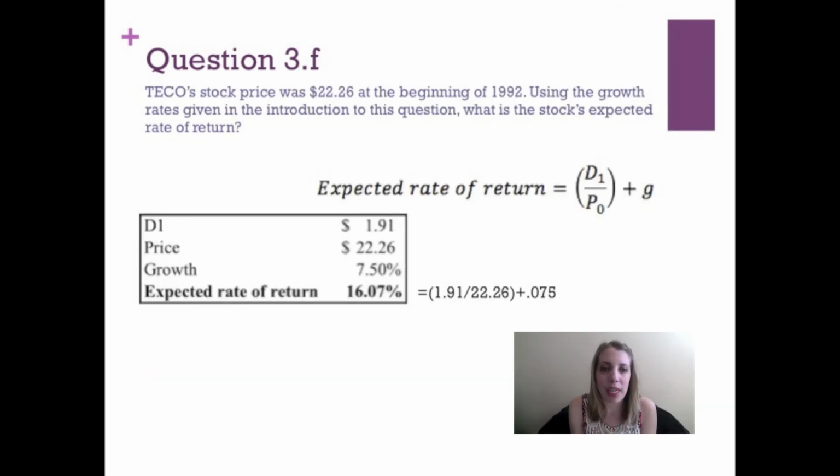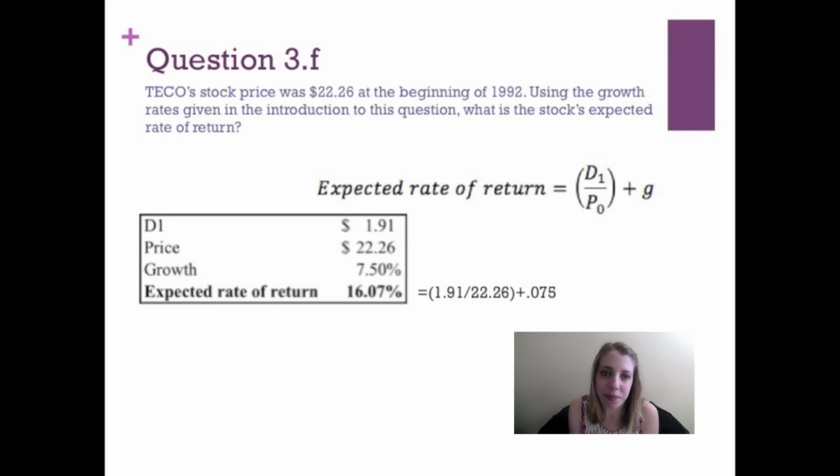So question 3F asks us to find the expected rate of return using the 1992 stock price. So to do this, we take the next period's dividends of 1.91 and divide it by that stock price, and then add it to the growth rate of 7.5% as discussed earlier in the problem. And that gives us an expected rate of return of 16.07%.